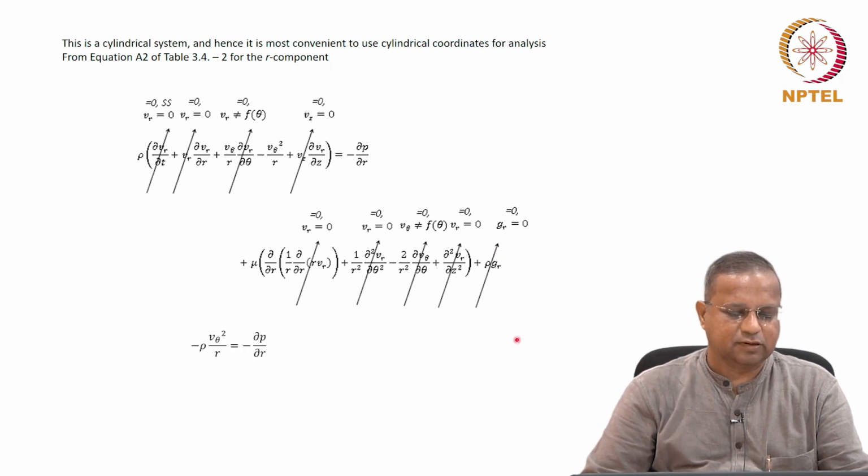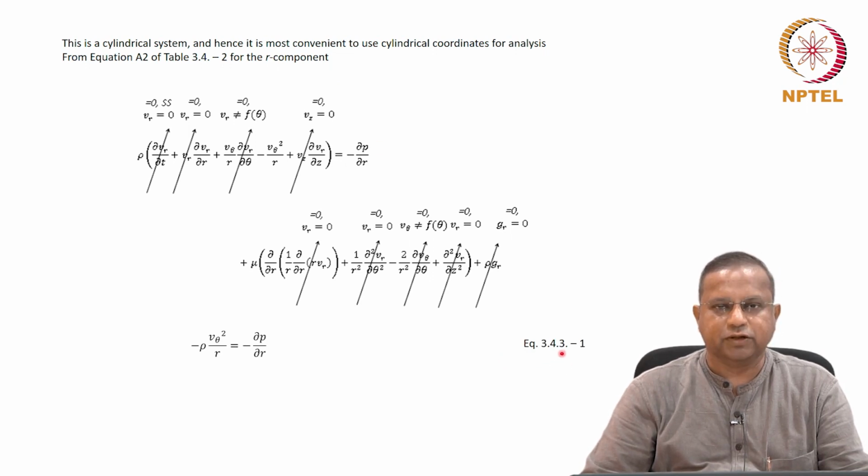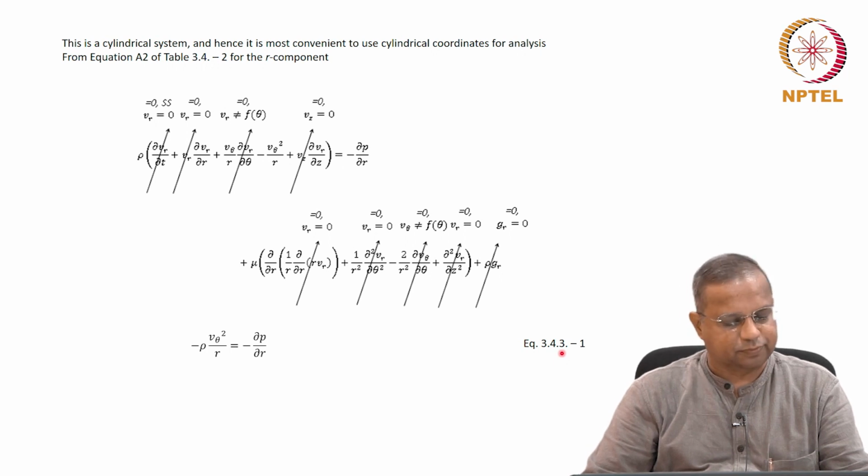So what remains is minus rho V theta squared by r equals minus dou p dou r. Okay, so this is what we get from applying the momentum balance in the R direction. Let us call this equation 3.4.3-1.